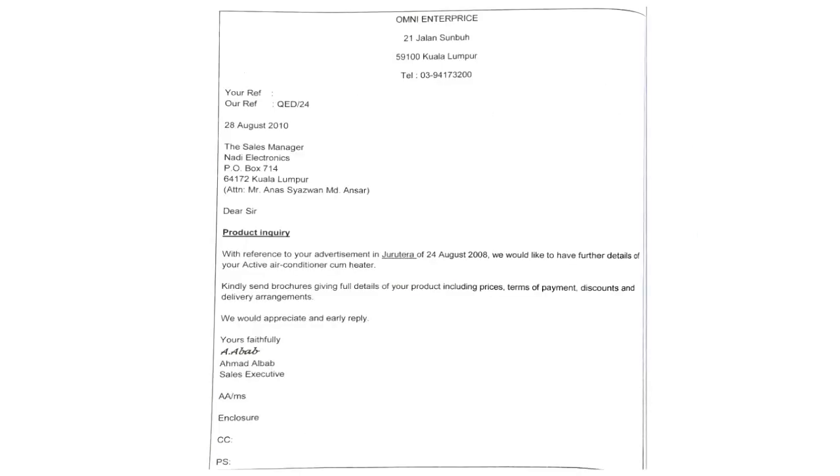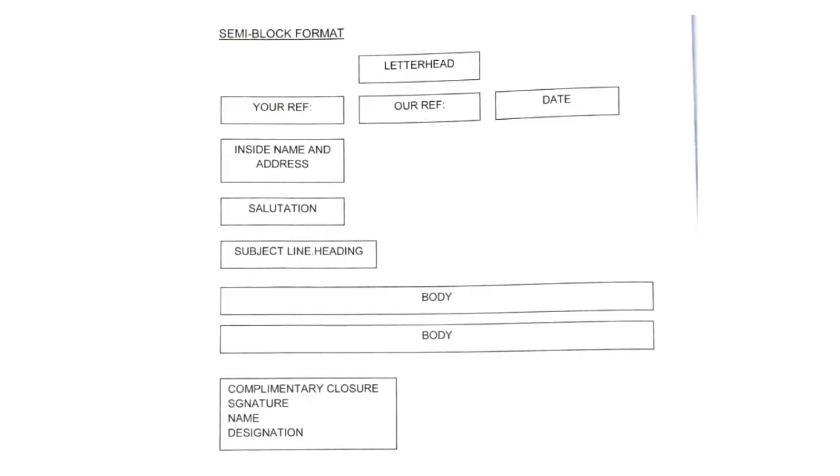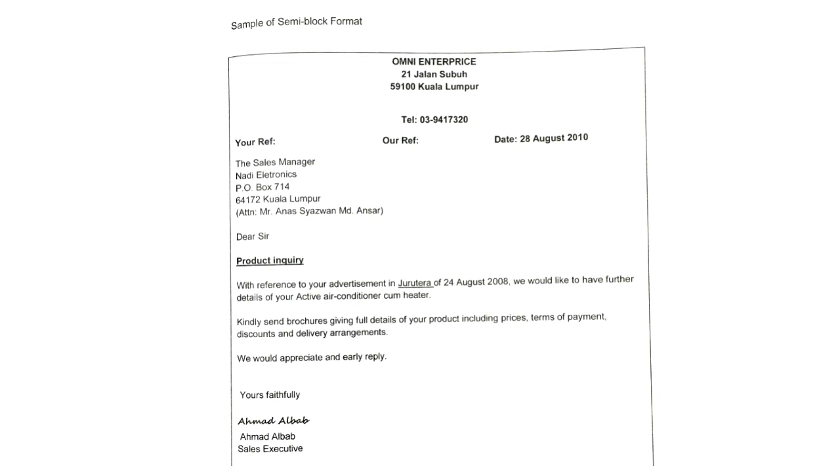So this will be the sample of a complete block format letter. You can see here the perfect one: Omni Enterprise, reference, date, name, and also the content and the enclosure. And this will be the sample of the semi-block format. Your reference, our reference, and date will be in the same line. This will be the different thing.